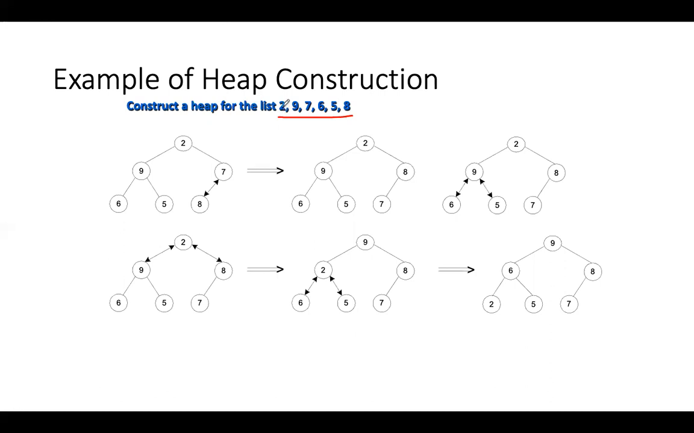How do you draw the tree? 2 will become the root. 9 is the left child, 7 is the right child. Below that, 6 and 5 are the children of 9. 8 is the child of 7. So the binary tree will be like this for these elements. According to the algorithm, in this tree, the first thing is you take the rightmost parent, which is 7 in this tree.